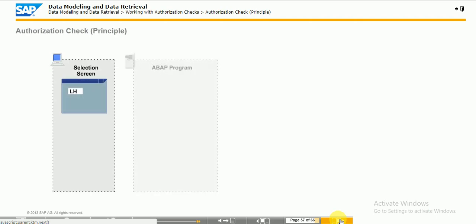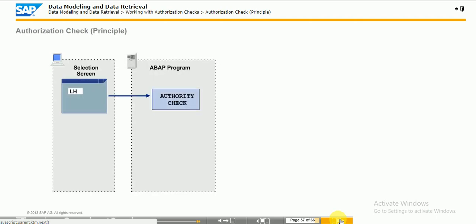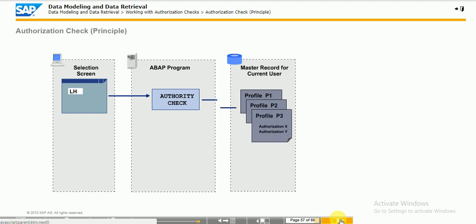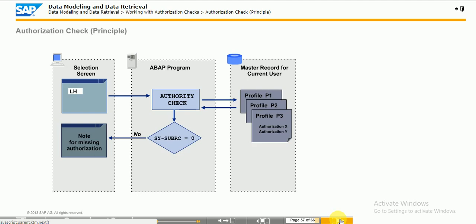At runtime, use the authority check statement to check whether the user has the authorization required to execute the function being called in the user master record. Depending on the check result, or SY-SUBRC, continue the program accordingly as follows. SY-SUBRC equals 0: user has the required authorization to perform the function, for example, select, and to continue with the program.